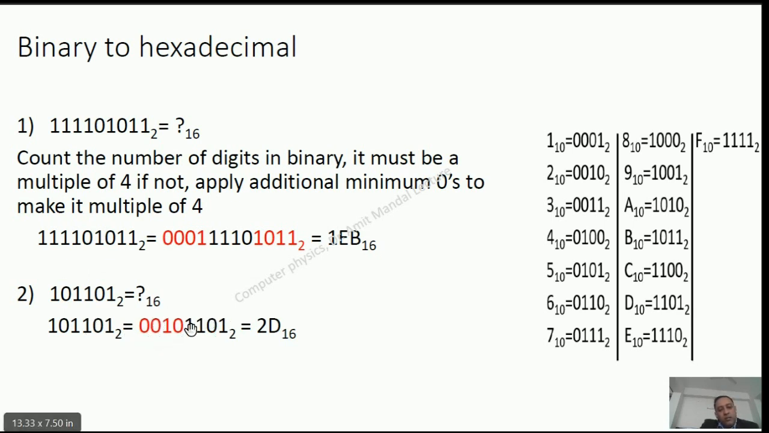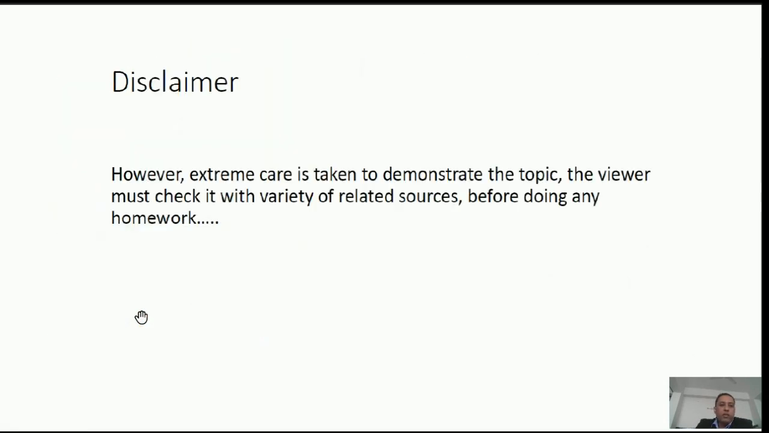Now consider the sets of 4. So 0010 is one set, then 1101 is the second set. So 0010 is the code of 2, so 2 is written, and 1101 is actually the code of D. You can see, D is written. So this is the hexadecimal representation of this binary number.